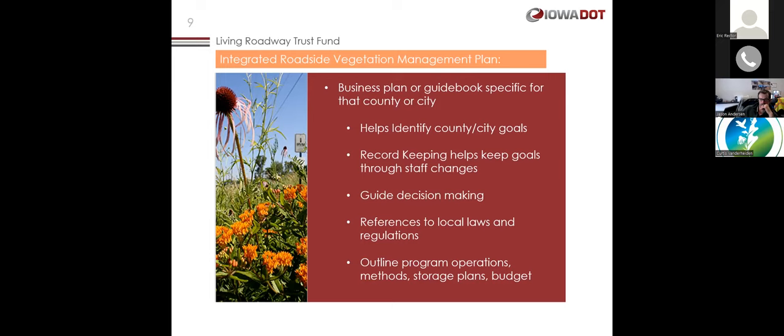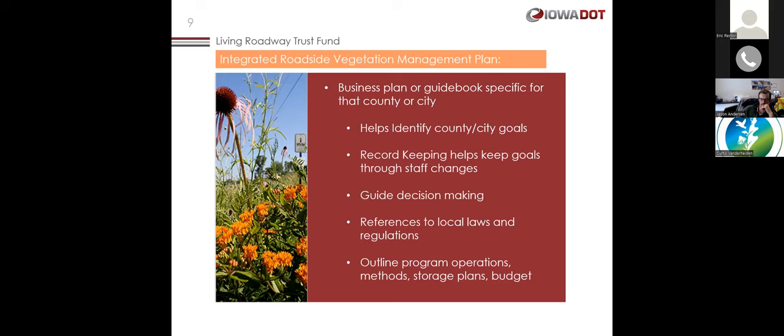And the program operations section of the plan explains what to do and when to do it, such as annual operations, work area types, vegetation types for specific uses, special projects, and training, such as for safety or fire. The methods section of the plan should state your county's approach to vegetation establishment and maintenance. And once created, it could also be a useful guide for new employees.